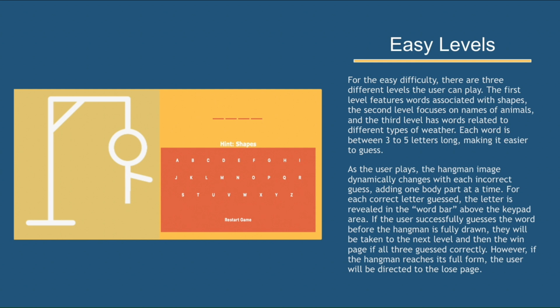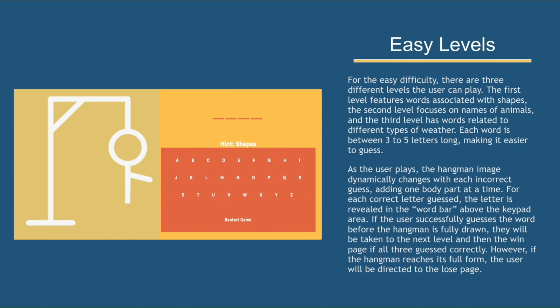For the easy difficulty, there are 3 different levels the user can play. The first level features words that are associated with shapes, the second level focuses on names of animals, and the third level has words related to different types of weather. Each word is between 3 to 5 letters long, making it easier to guess.